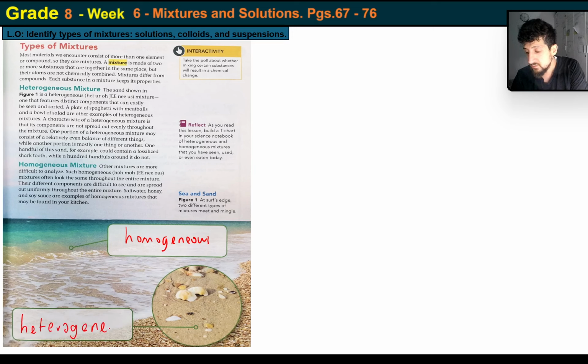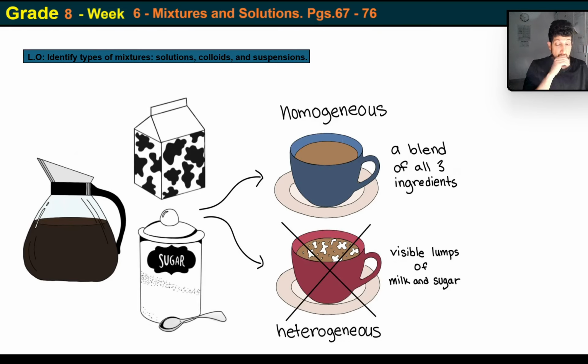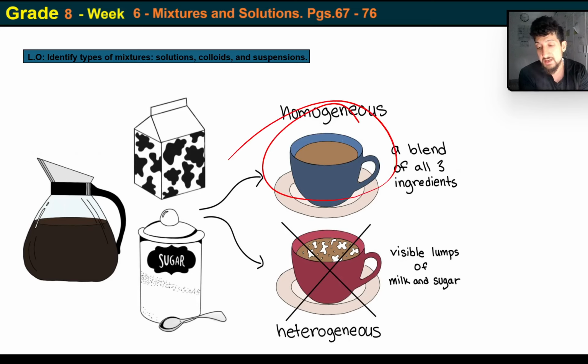Okay? Let's keep going. Right, and here is another example. So I've got milk, sugar, and coffee. And if I mix them together and I mix them really well, this is what I get. I get a beautiful mixture of my morning coffee.